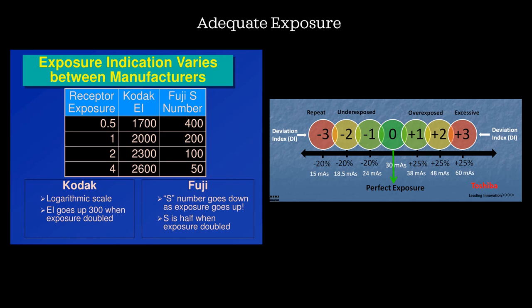Was the correct SID used for the exposure set? Was the OID kept to a minimum? And if not, were the exposure factors adjusted for the reduction of scatter radiation when applicable? If collimation was significantly reduced, were the technical factors adjusted for the reduction in the scatter radiation when applicable? Was the exposure adjusted for additive or destructive patient conditions?